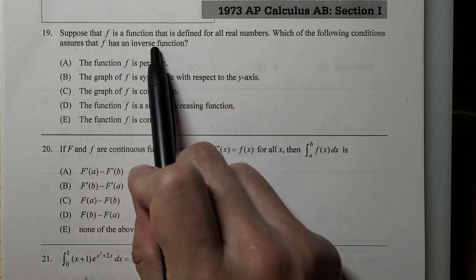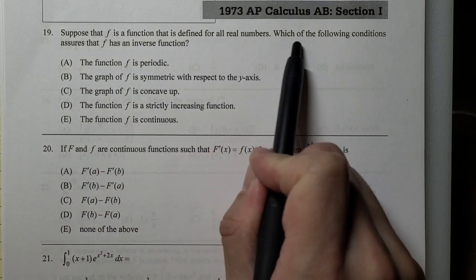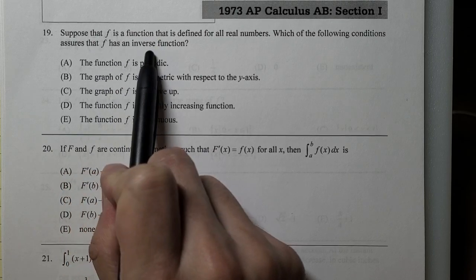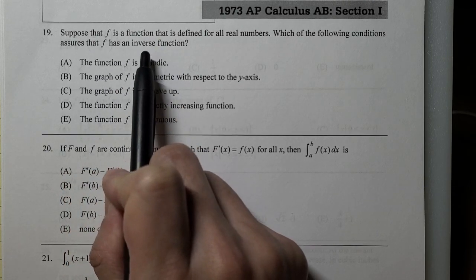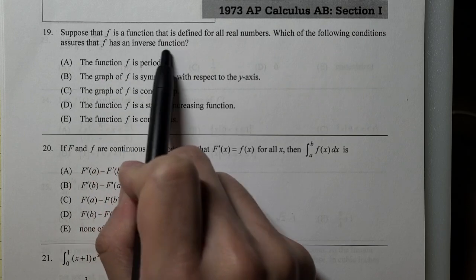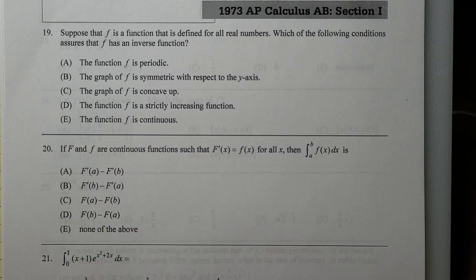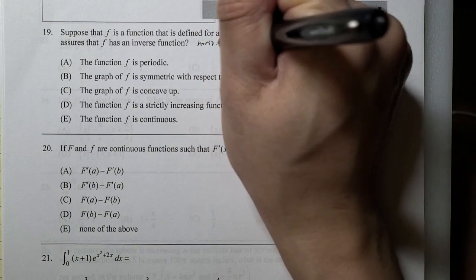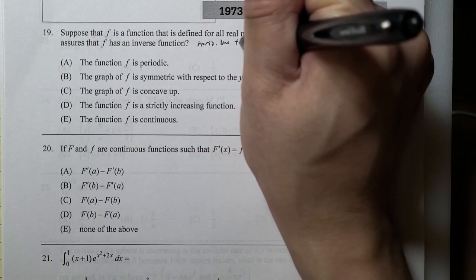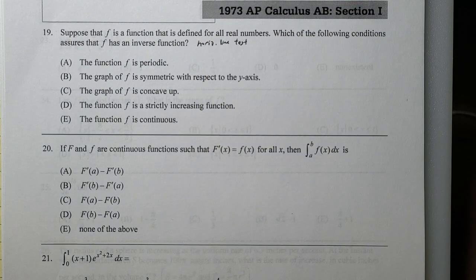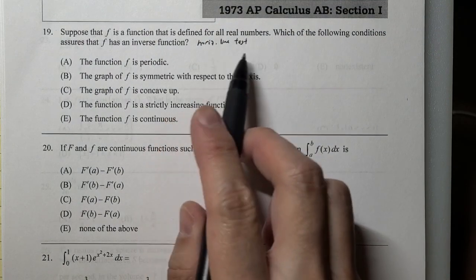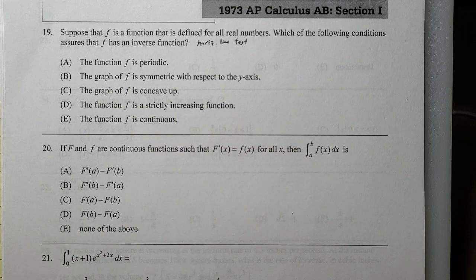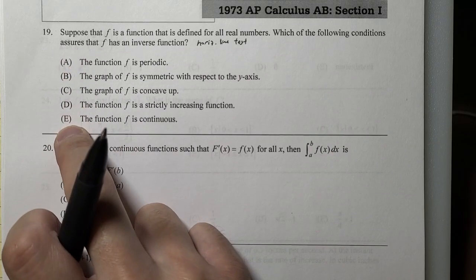Suppose that f is a function that is defined for all real numbers. Which of the following conditions assures that f has an inverse function? Immediately when I think inverse function, remember there's a test for whether an inverse exists: the horizontal line test. Remember the vertical line test is for whether something is a function. The horizontal line test tests whether something is one-to-one, or in other words, whether there is an inverse. So let's go through each of the choices.